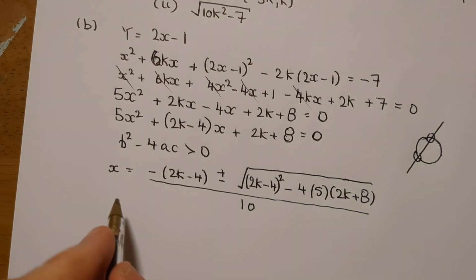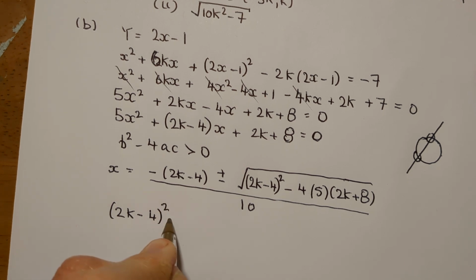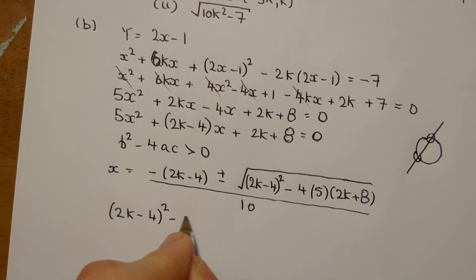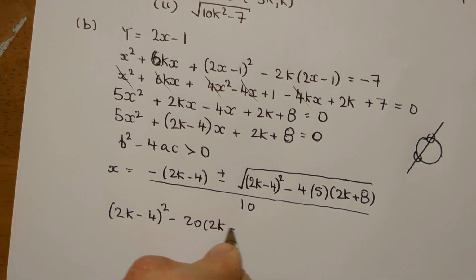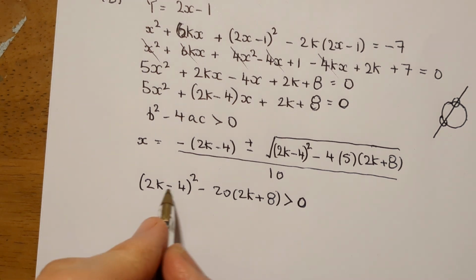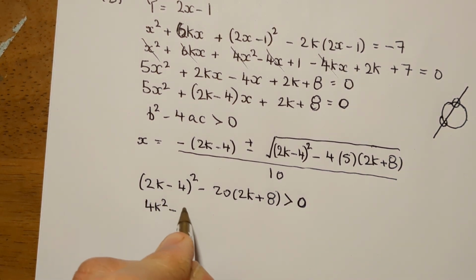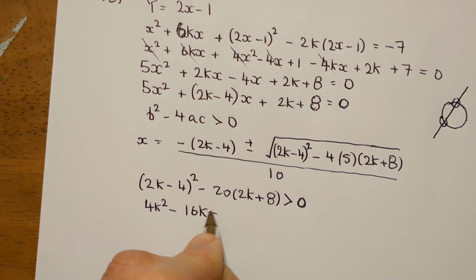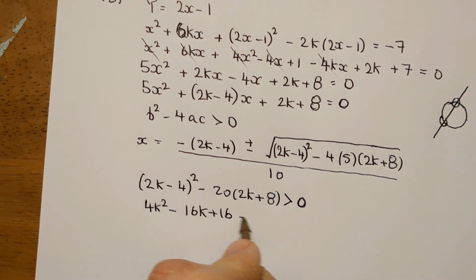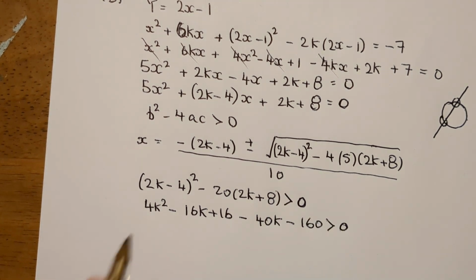So what we now say is that (2k minus 4) squared minus, well, that's 20, isn't it, 20 times (2k plus 8) must be greater than 0. So we've got to solve an inequality here. Anyway, let's multiply it out. So you get 4k squared minus 16k plus 16 minus 40k minus 160 needs to be greater than 0.